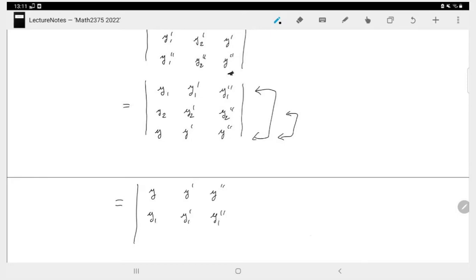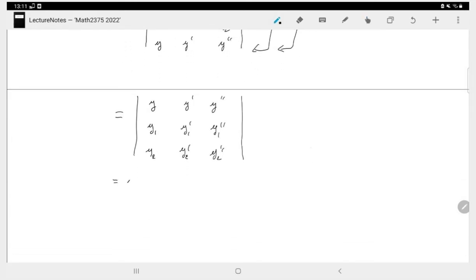Okay, and now we can calculate. This is going to give me y times (y1 prime y2 double prime minus y2 prime y1 double prime), then minus y prime times (y1 y2 double prime minus y2 y1 double prime), and plus y double prime times (y1 y2 prime minus y2 y1 prime).